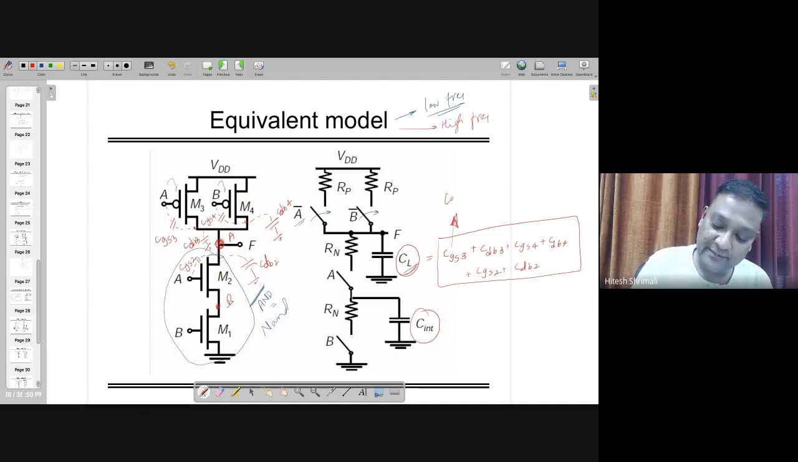It's known as a cap tap, or tap. I need to check. So there is some way through which you can find out these capacitances also. Okay. So this is the equivalent model.